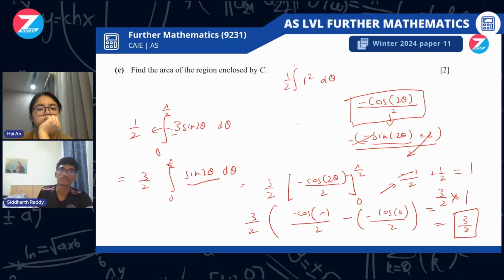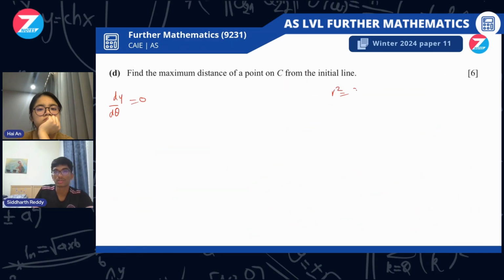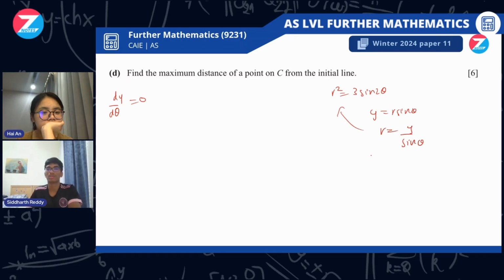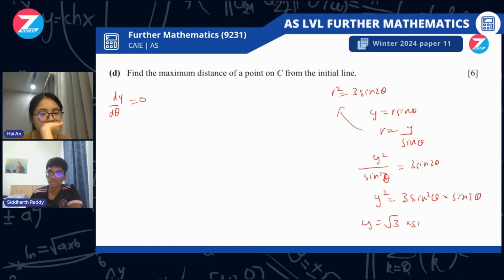So let's find this function. R square is equal to 3 sine 2 theta, in terms of y. We know y is equal to r sine theta, so r is equal to y by sine theta. Let's substitute that here. So y square by sine square theta is equal to 3 sine 2 theta. And y square is equal to 3 sine square theta times sine 2 theta. So y is equal to root 3 times sine theta times root sine 2 theta.